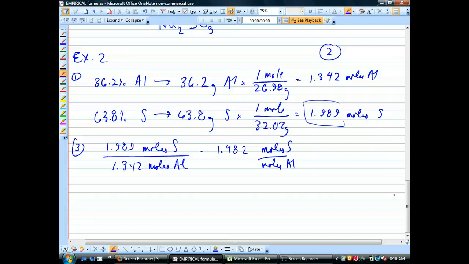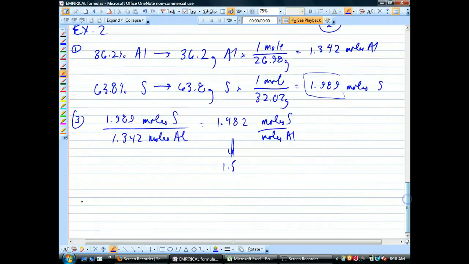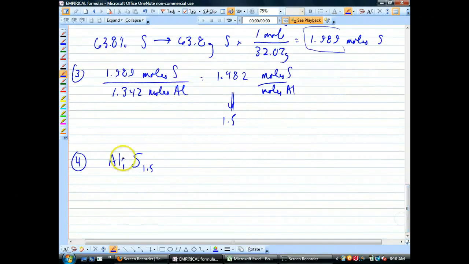Because it would make sense if this were 1.5, right? If that were 1.5, then I could go on to step 4 and I could multiply through. So, in other words, I've got Al1 S1.5. And if I multiply these through by 2, then I get Al2 S3, okay? And that's still a small whole number ratio. It's still something that's very common. Fe2O3, you see them a lot with the transition metals. Okay, so these are not uncommon ratios to find.